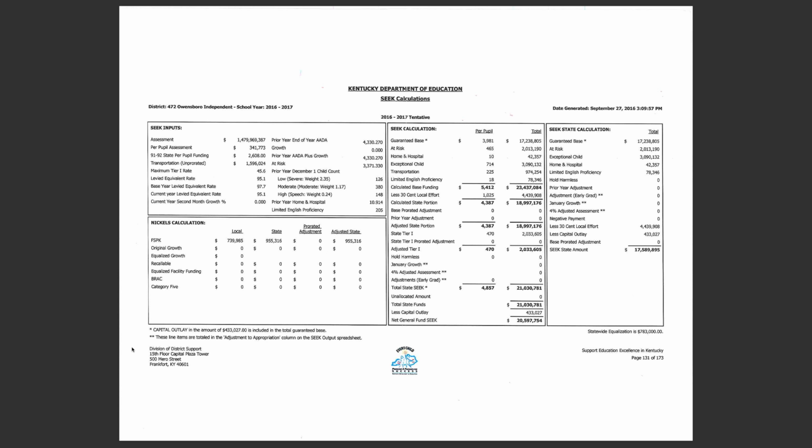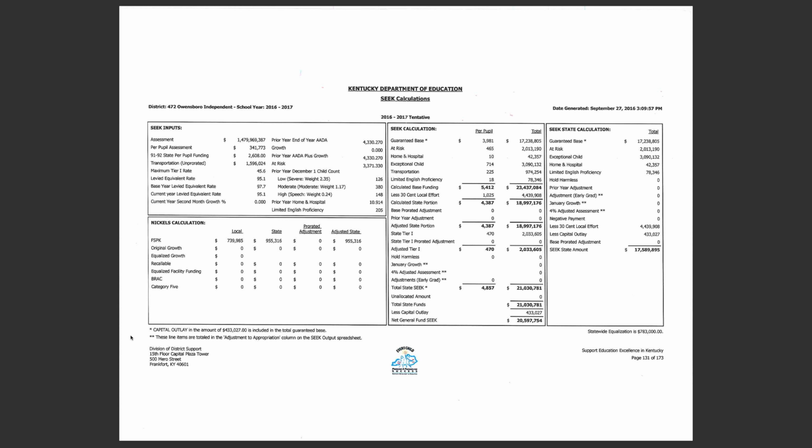So what is included in this handout are the SEEK reports from 4 school districts. First district that is included is Owensboro Independent, which is the district where I serve as superintendent. The second district is Davis County, which is the county school district that is partner in Owensboro. And of course, Owensboro is part of Davis County, so we are an independent district within Davis County.